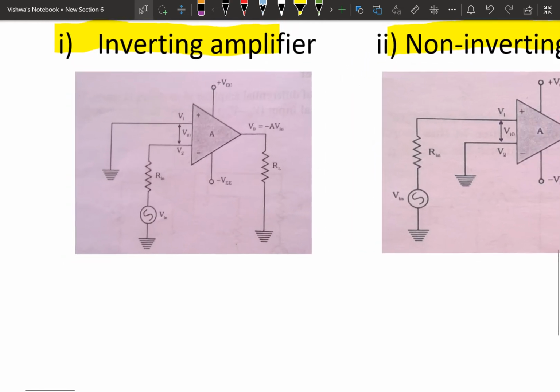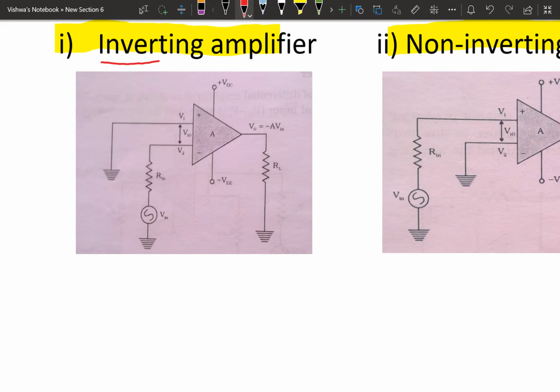This circuit represents the open loop inverting amplifier. Here inverting amplifier means the input signal is provided to the inverting terminal of the op-amp. Inverting terminal means negative terminal. This is the negative terminal, and this is the positive terminal. To this terminal the input signal is provided, and the non-inverting terminal is grounded. Then we get the output at the output terminal.